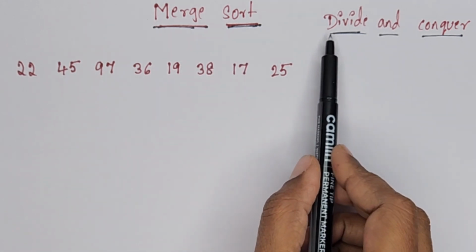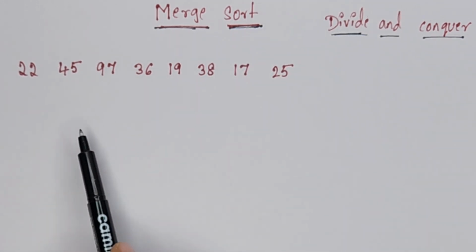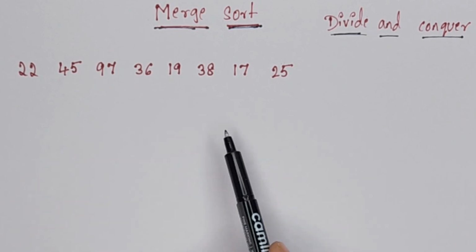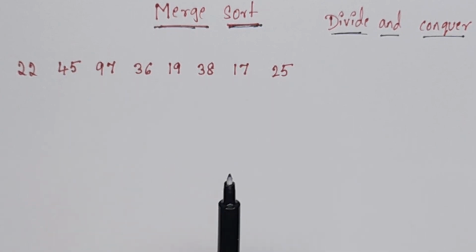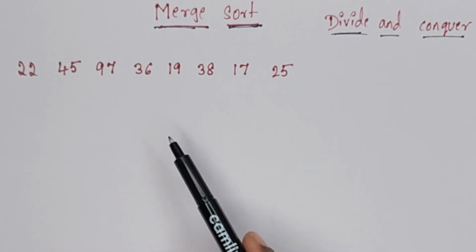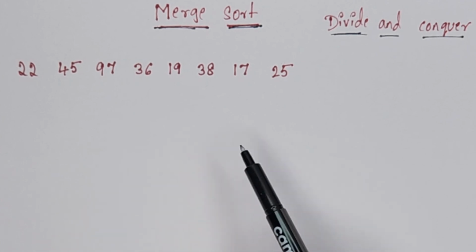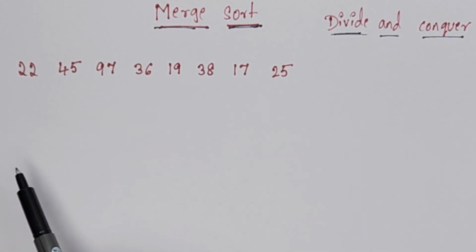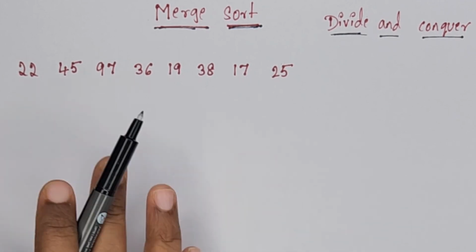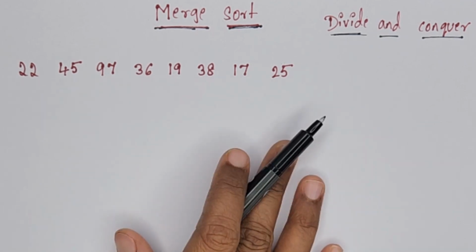That is the first step in merge sort, division. We have to divide the array into sub-arrays until each sub-array has only one element. After that, we have to sort and merge the arrays. So finally, we'll get a sorted array. First of all, we'll see how to divide the array.